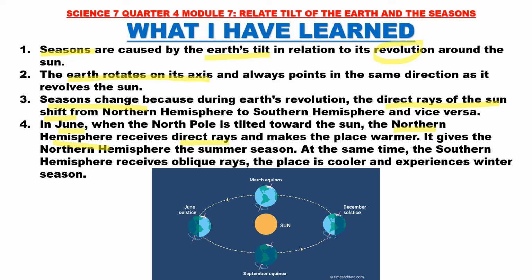It gives the northern hemisphere the summer season. At the same time, the southern hemisphere receives oblique rays. The place is cooler and experiences the winter season.